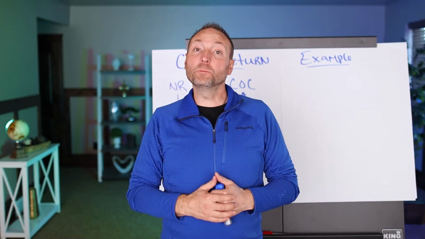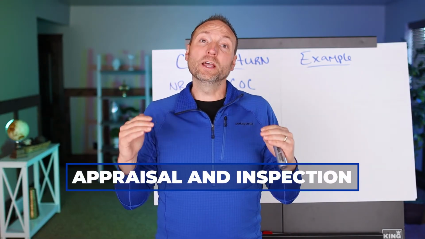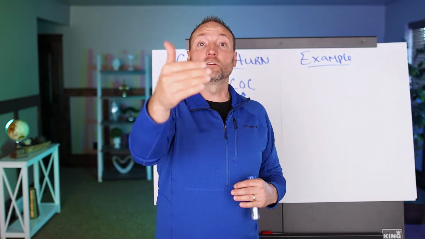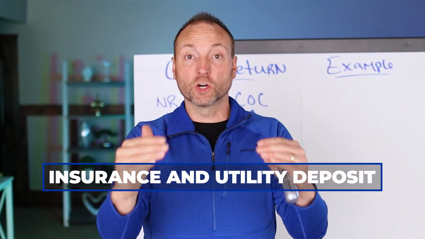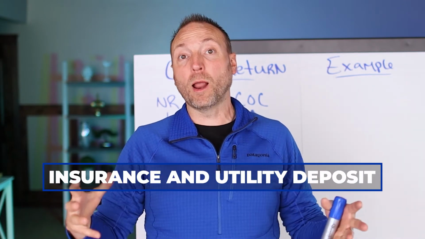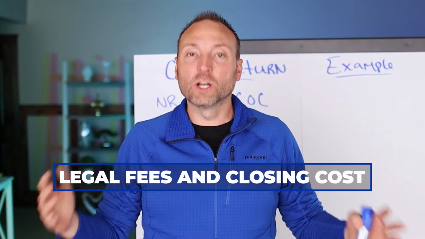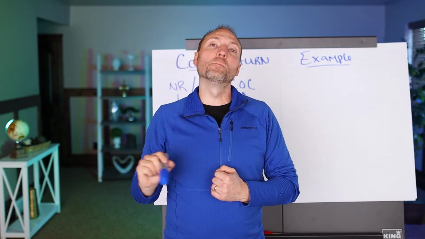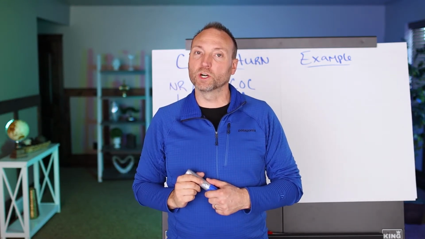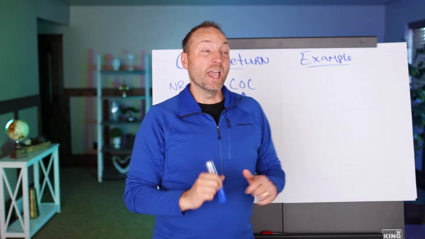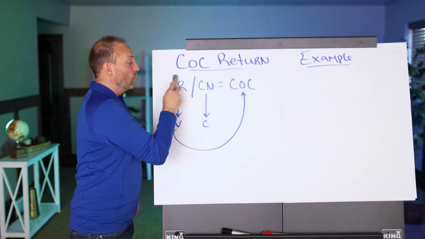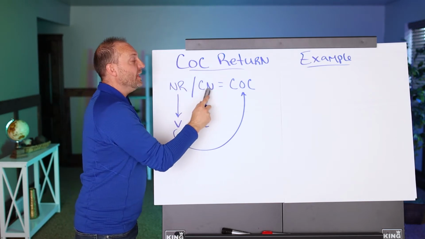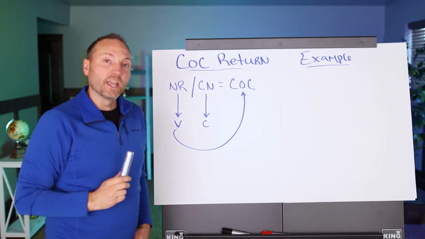And not only that, you also have to add in your appraisal and inspection, any fees inside the property if you're charging fees to your investor, as well as your insurance, utility deposit if they're bigger properties, any legal fees, and closing costs. That's your cash needed. But you have to know that overall number if you're going to know the cash on cash return. Because you're going to take your net return, whatever that number is at the end of a deal, and you're going to take your cash needed, and then you're going to get a cash on cash return.